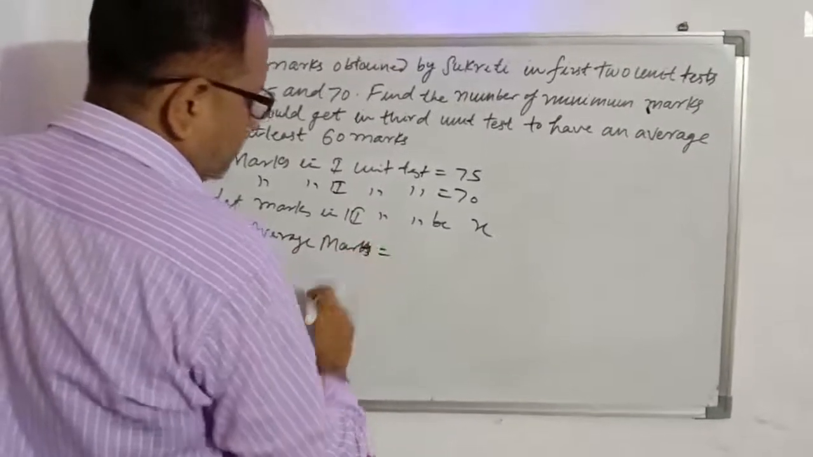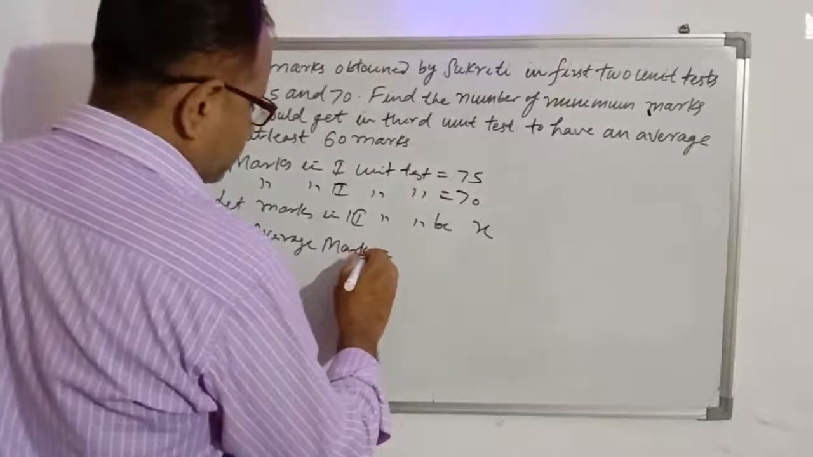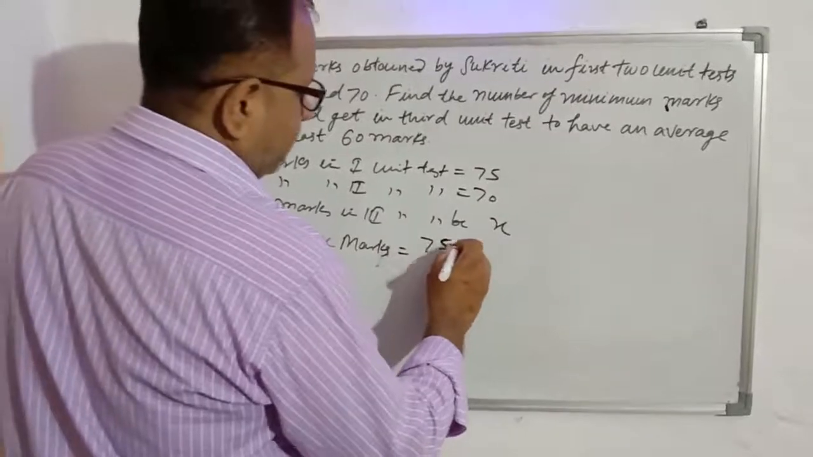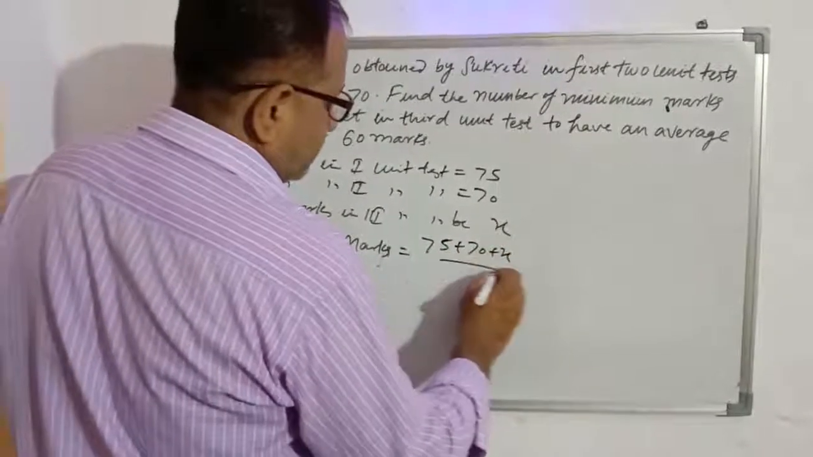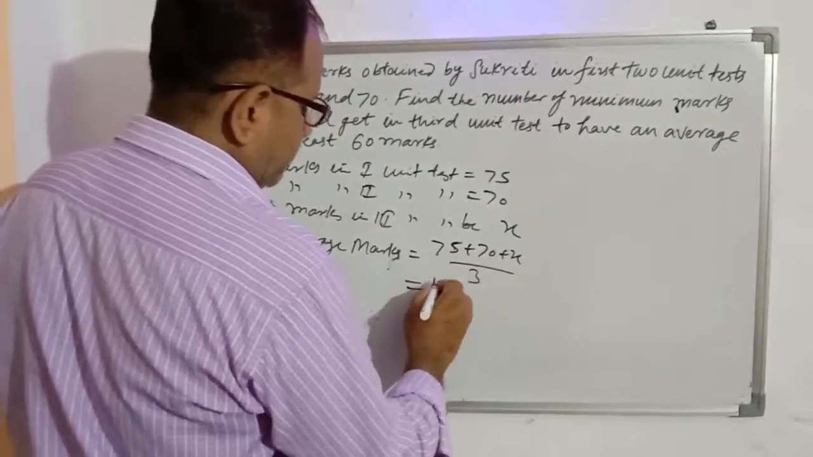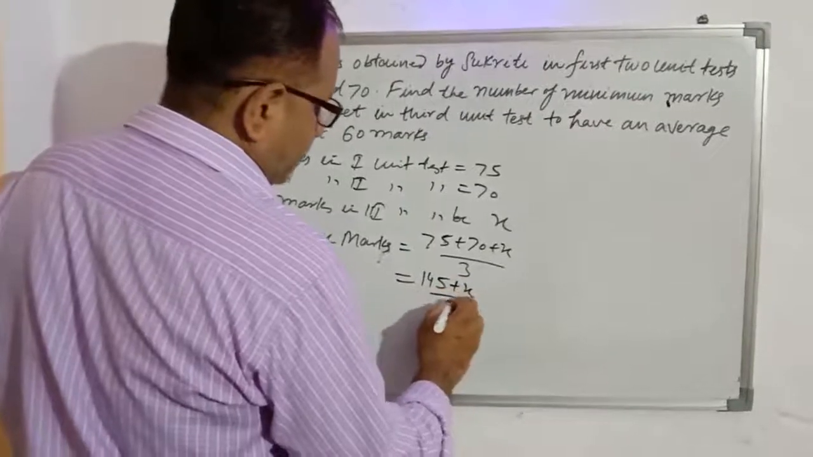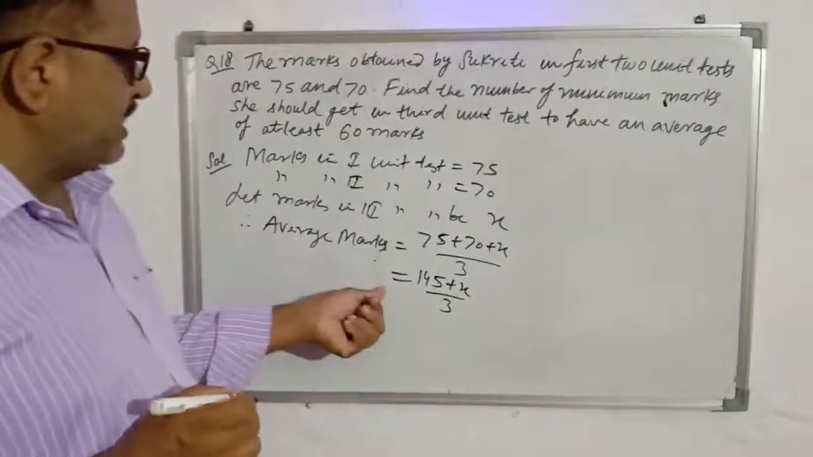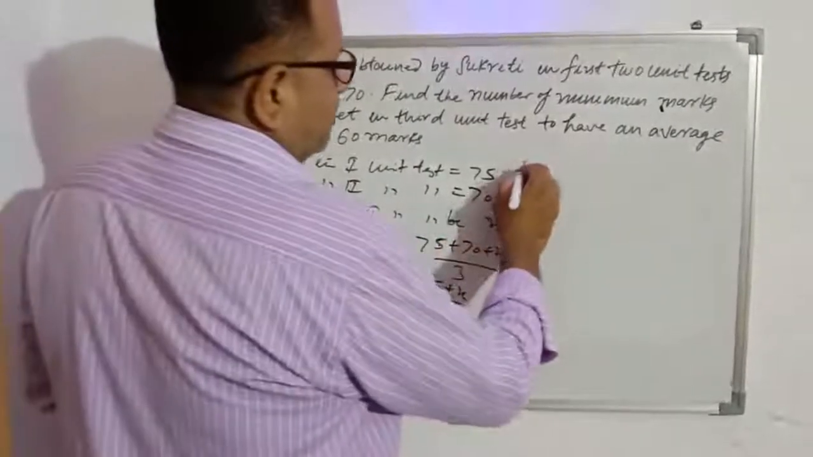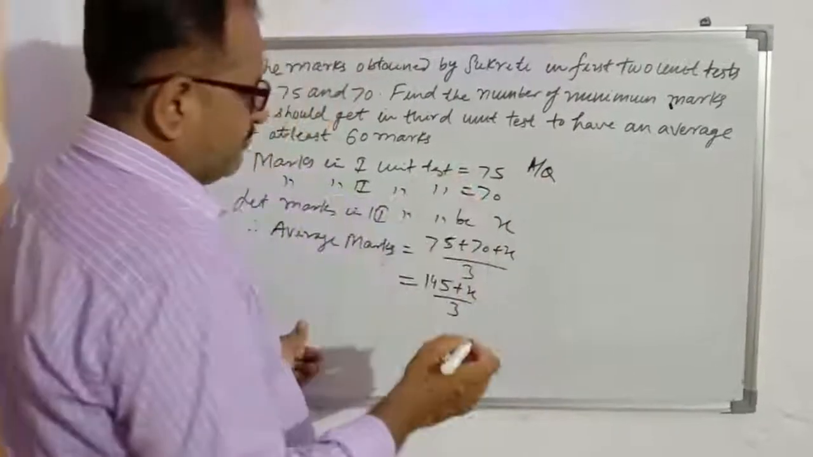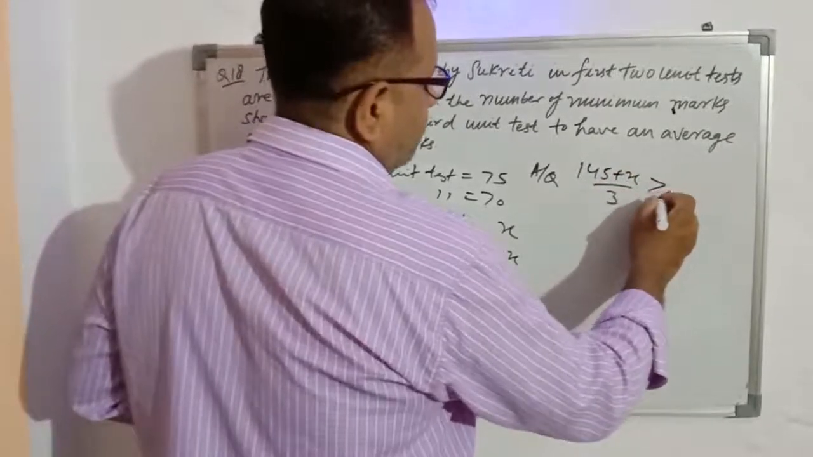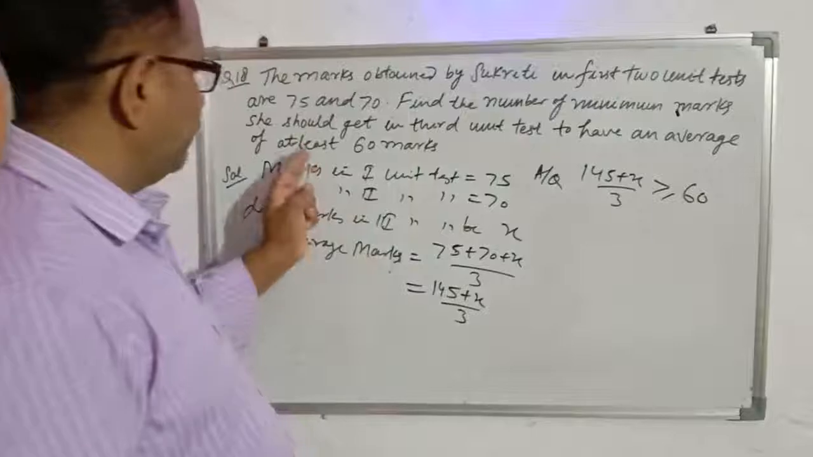So how will we find the average of these three tests? (75 plus 70 plus x) upon 3. Add it: 5, 0, 5; 7 plus 7, 14: (145 plus x)/3. This is the average marks. But this average marks should be at least 60 marks. So according to the question, we can make the inequality: (145 plus x)/3 should be greater or equal to 60, because it is given at least 60.